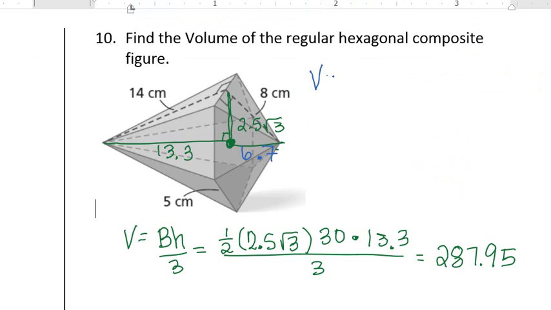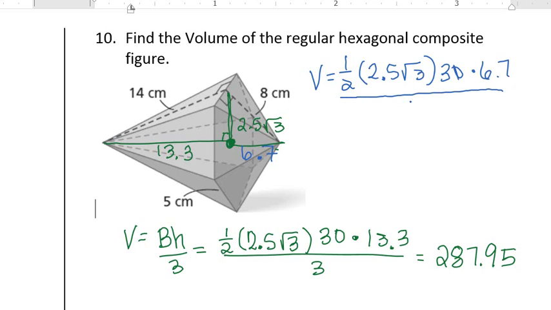So let's go ahead and plug all of this in. It's going to be the same thing we have here. The only difference is going to be the height of your pyramid. So we're still doing 1/2 times the apothem, which we found out was 2.5 square roots of 3, times the perimeter, which we said was 30. And then we have to multiply times the height of the pyramid, which is 6.7, and then we're going to take all of that and divide it by 3.